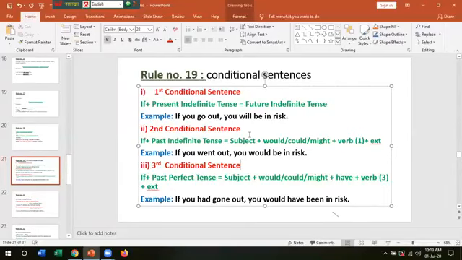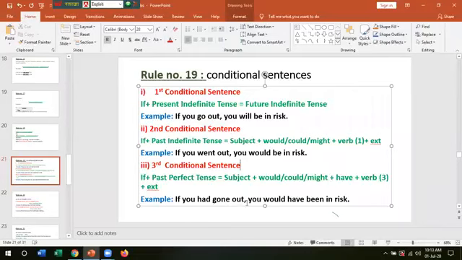to subject plus would, could, might plus have plus past participle form of verb, that is verb 3 plus extension. If you had gone out, you would have been in risk. I have chosen the same sentence, but I have used it in different conditional way.